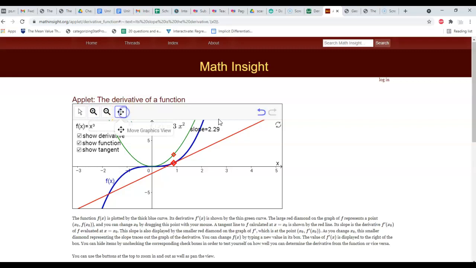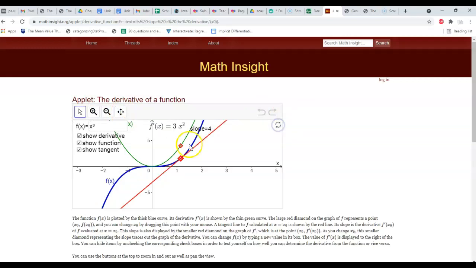Why does it say zoom out if I can't zoom out? I mean, there's a thing right there that says zoom in, zoom out, move graphics view. No, go over.